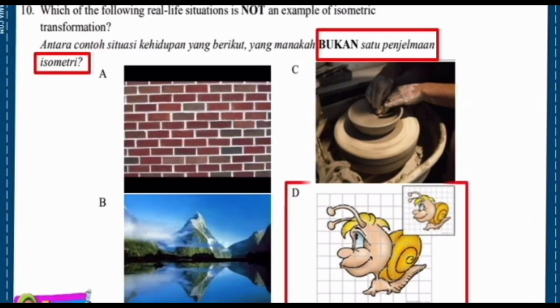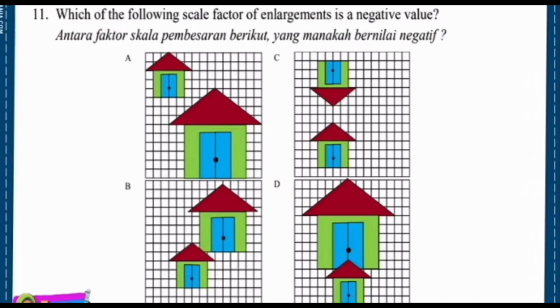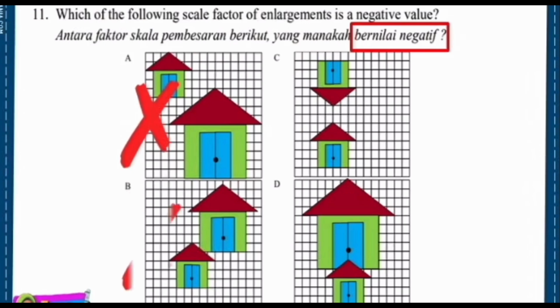It's also about transformation. This question is so colorful. Let's read the question. Which of the following scale factors of enlargement is a negative value? In order to identify a negative value, A is not, because they are at the same position, same side. If opposite side, then it will be negative, right? So A is not negative, A is positive.